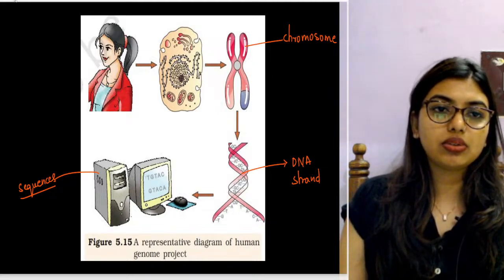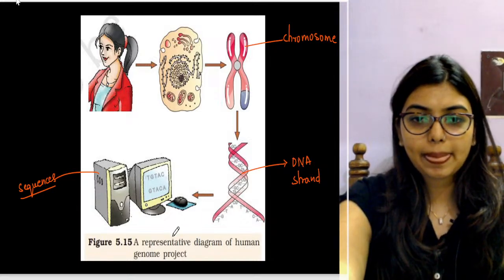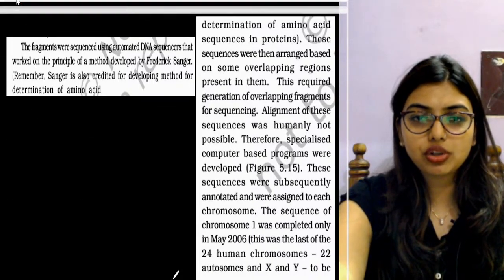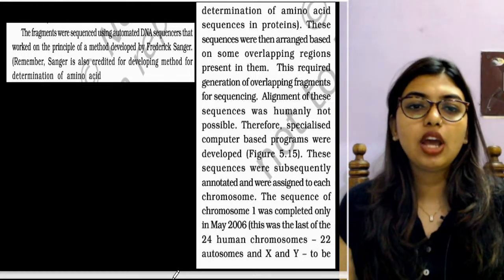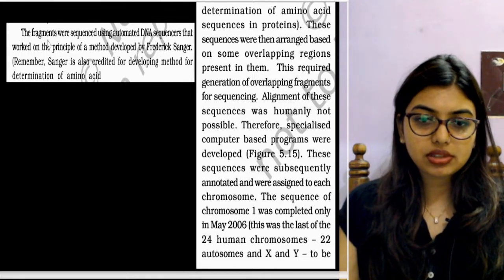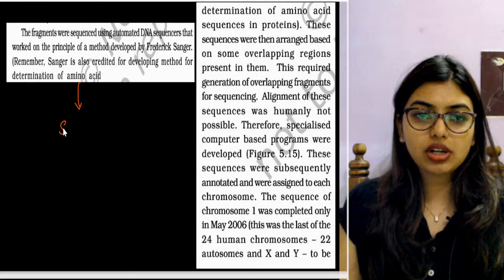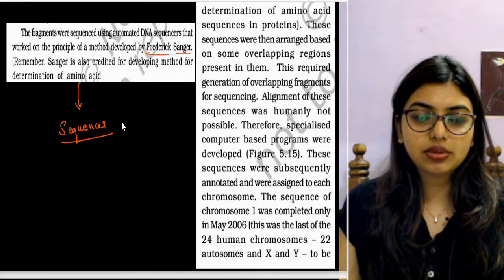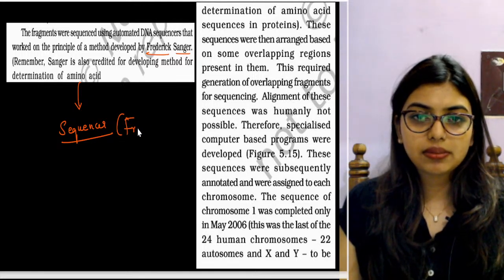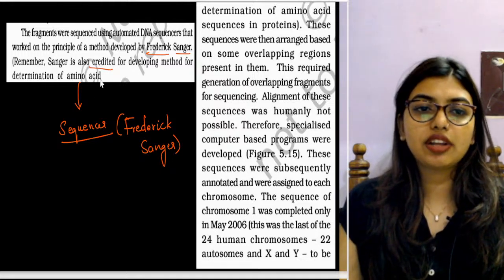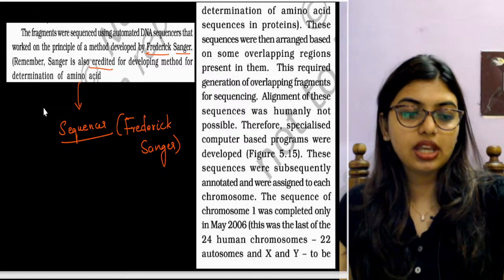Okay, now what is happening? Now sequencing. See, the fragments were sequenced using automated DNA sequencer that worked on the principle of method developed by Frederick Sanger. Okay, it was developed by Frederick Sanger, and it was called a sequencer. Okay, DNA sequencer. Okay, Frederick Sanger was the person who found this. And Sanger is also credited for developing method for determination of amino acids. Okay, so he's like a big person.